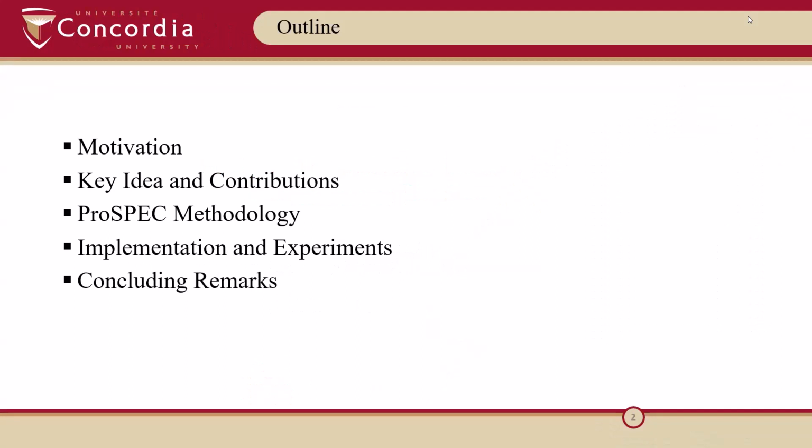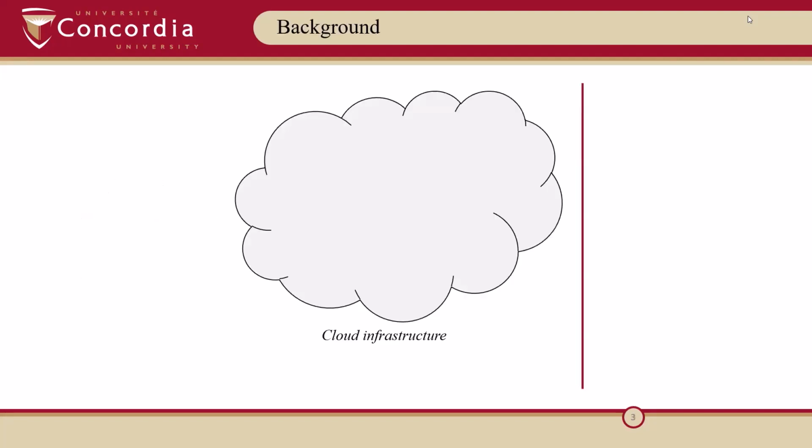First, the outline. We're first going to talk about the motivation of this work. We're going to see the key idea and our contribution. We will then have a look at the methodology that we use, the implementation, the experiment, and of course some concluding remarks.